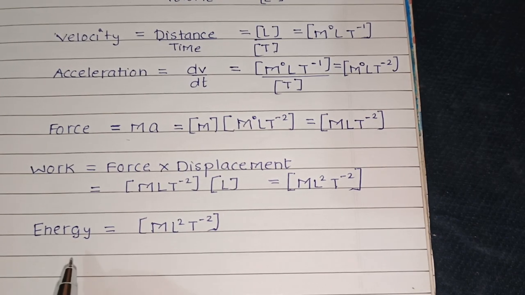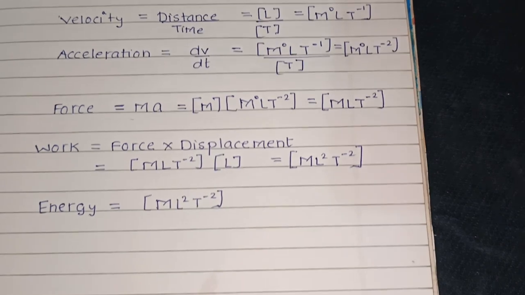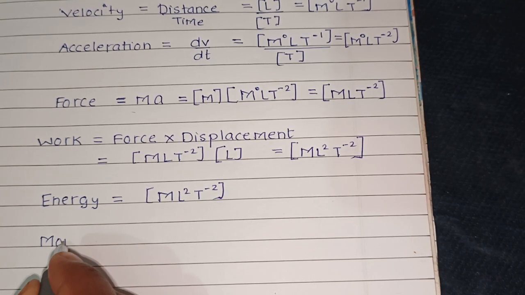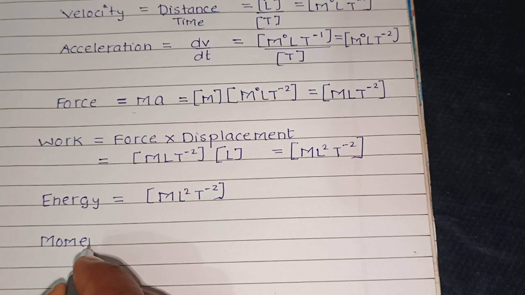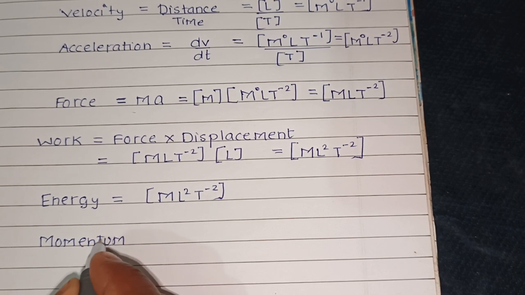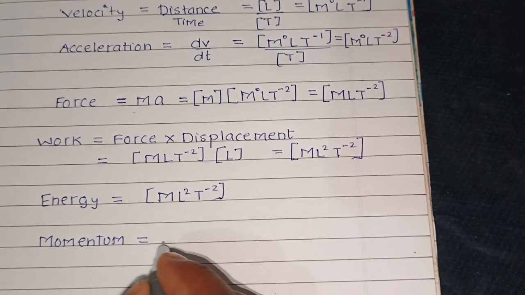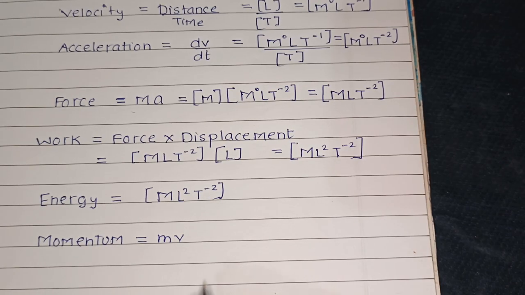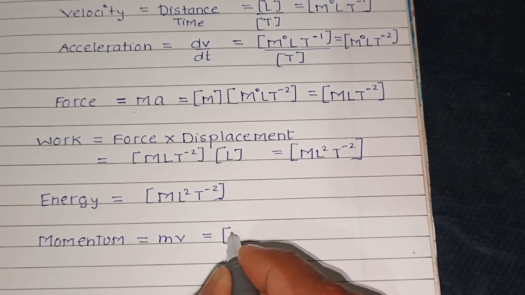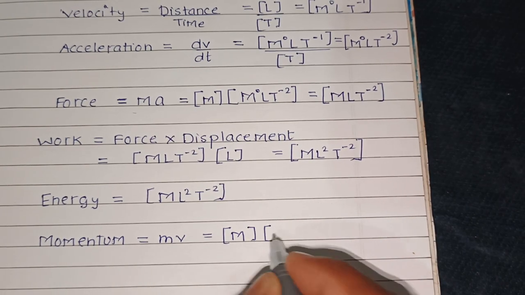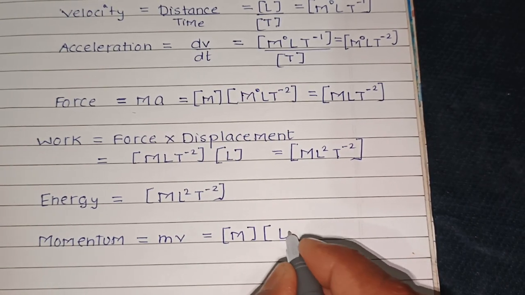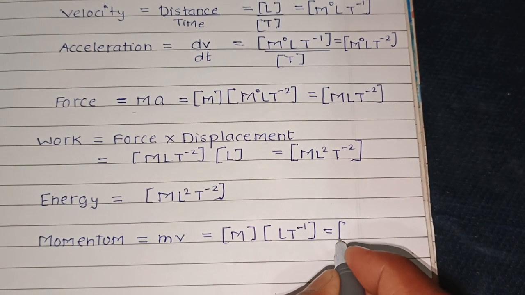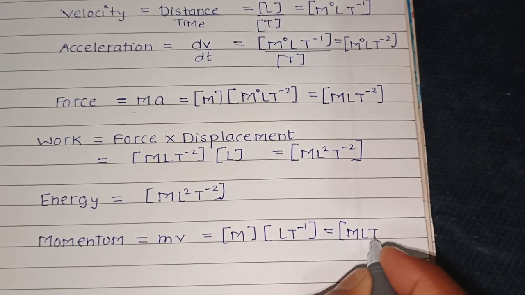Okay, now momentum. Momentum is M into v, mass into velocity. Mass is M, velocity is L T to the power minus 1, so that is M L T to the power minus 1.